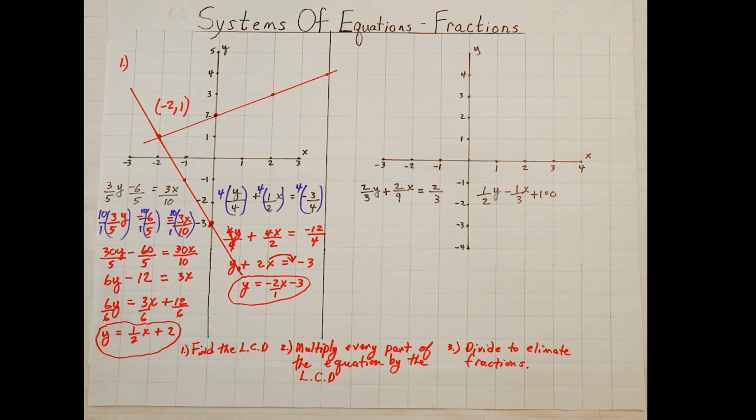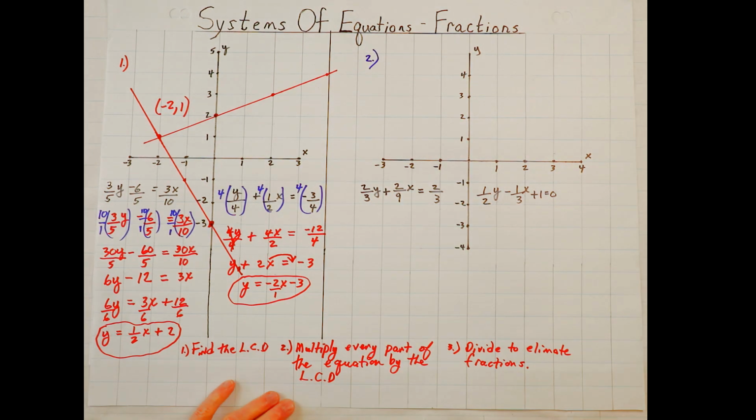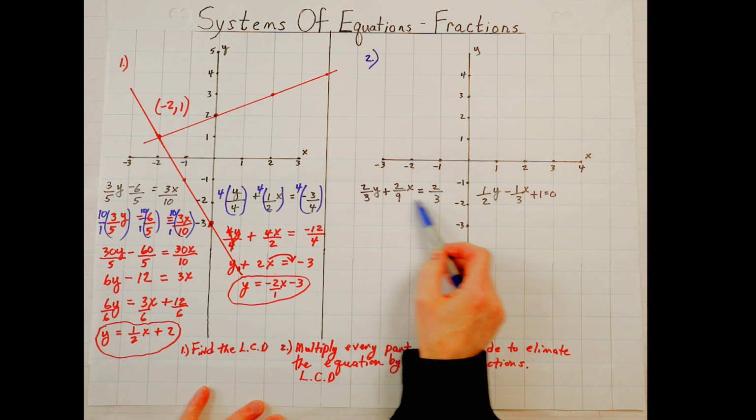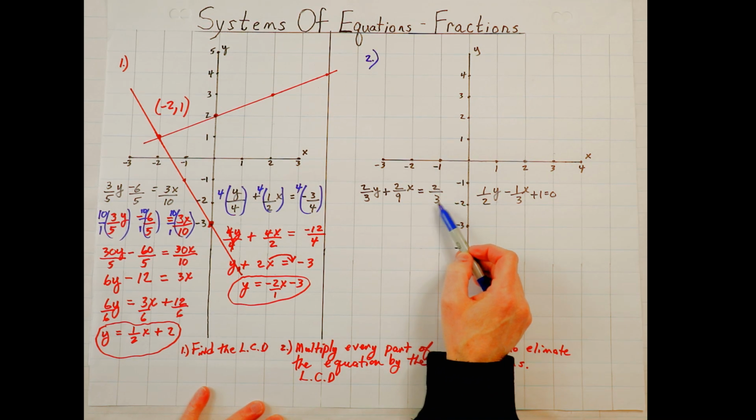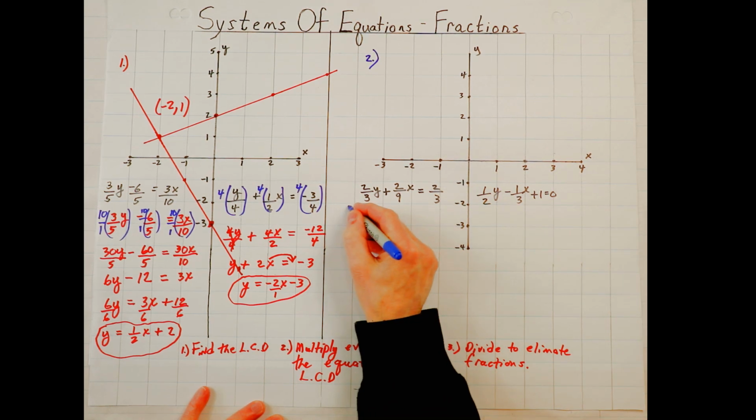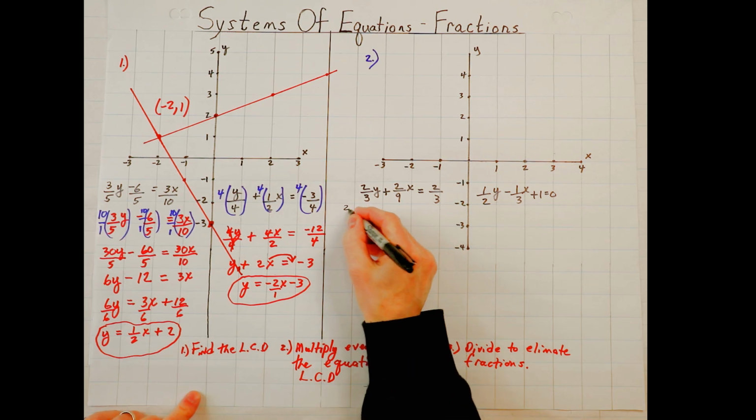Okay, so our next problem, number 2. So here's our first equation. What is the LCD, the lowest common denominator? It is 9, correct. So I'm going to rewrite that. Give me a little more space.